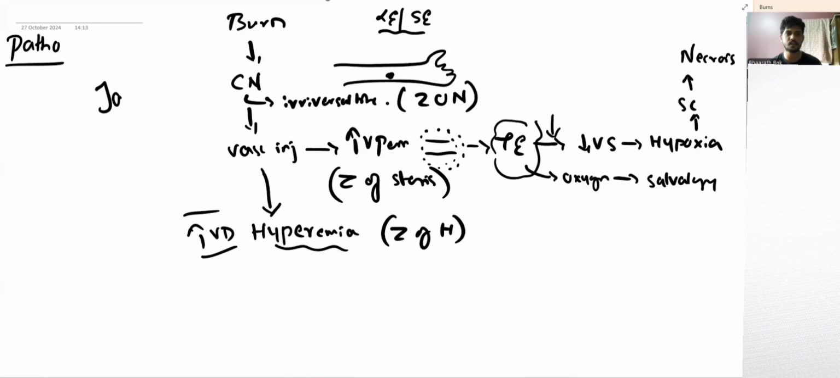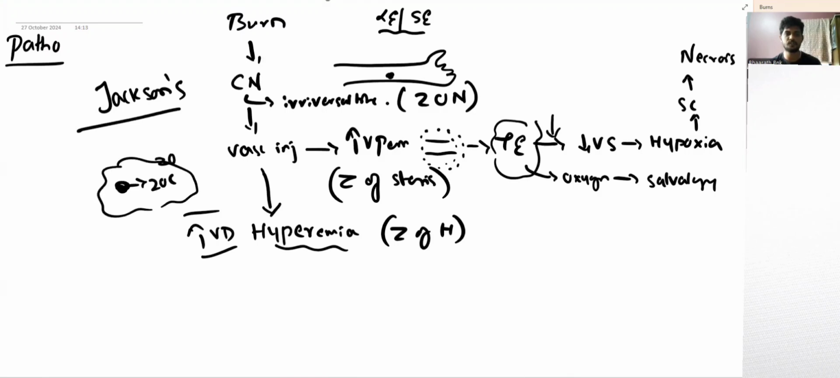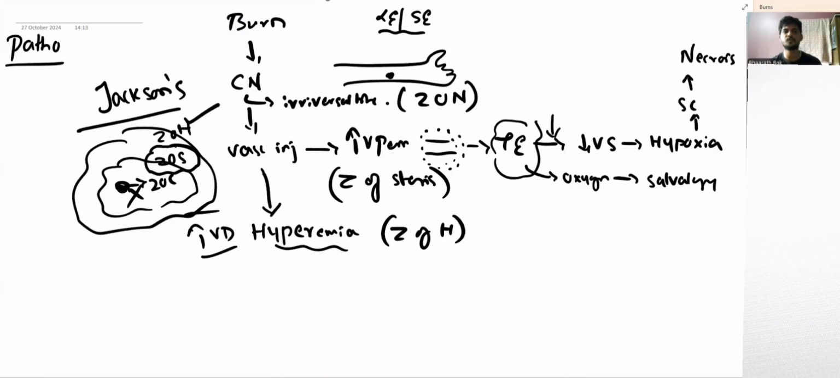These are called Jackson's levels of burns. In the center there is the zone of coagulation, which is coagulative necrosis, surrounded by the zone of stasis, which is surrounded by the zone of hyperemia. The zone of coagulation is unsalvageable. The zone of hyperemia is always salvageable, and our main aim is to convert the zone of stasis into the zone of hyperemia so that it is salvageable. So this is about Jackson's levels of burns, or the zones of burns.